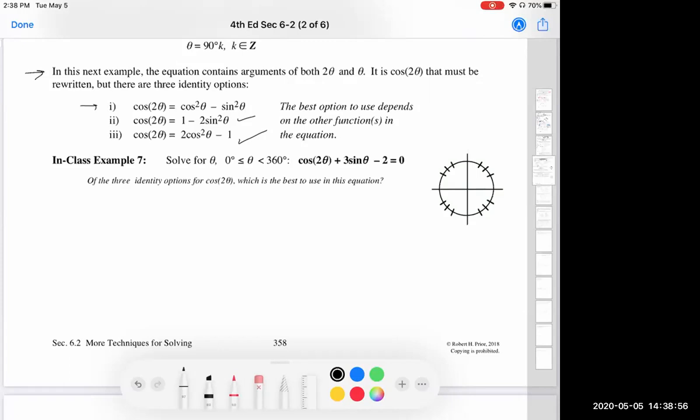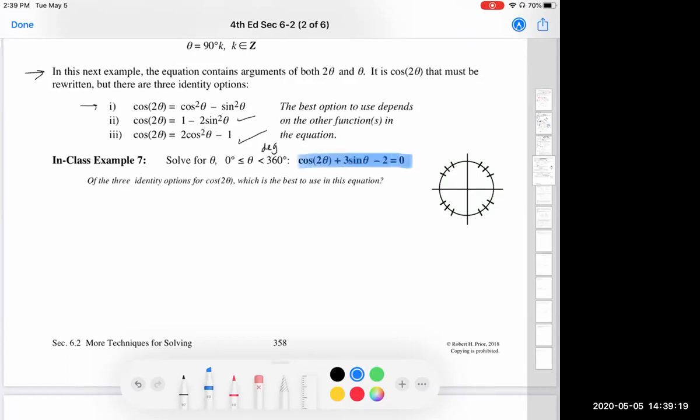So let's take a look at example 7. Solve for theta when theta is between 0 and 360. I'll write a note that it's in degrees. Cosine of 2 theta plus 3 sine theta minus 2. So as you're working through this problem, what would be the best option?